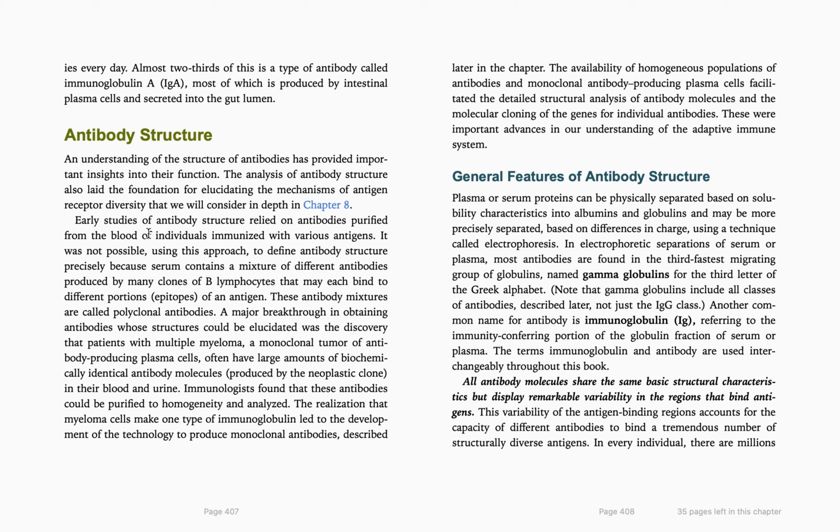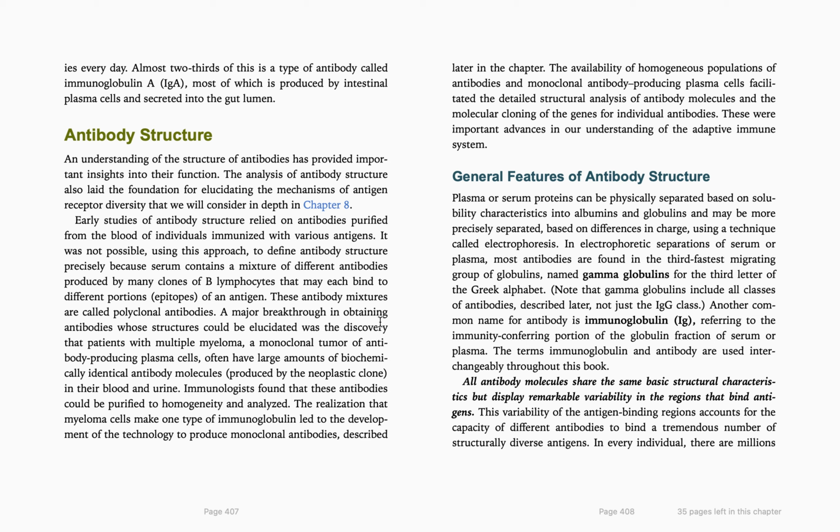Early studies of antibody structures relied on antibody purified from the blood of an individual immunized with various antigens. It was not possible using this approach to define antibody structure precisely because serum contains a mixture of different antibodies produced by many clones of B lymphocytes that may each bind to different portions, epitopes, of the antigen. These antibody mixtures are called polyclonal antibodies.